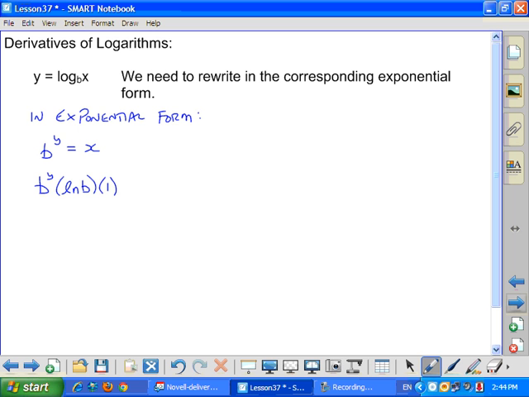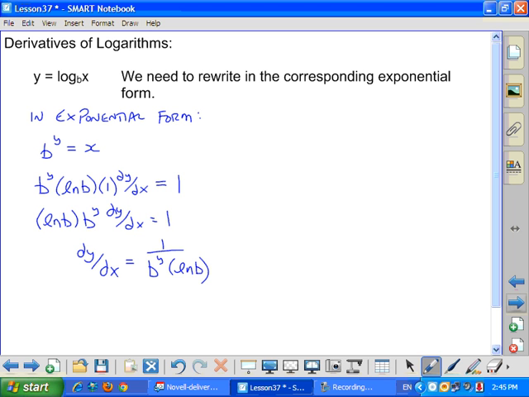The derivative of y is 1, and I took the derivative of y with respect to x. On the other side, the derivative of x is just 1. So cleaning this up a little bit, we just have ln b multiplying b to the exponent y, dy by dx, equals 1. And to solve for dy by dx, which is our ultimate goal here, it's equal to 1 over b to the y multiplied by ln b. So I'm just rearranging it.